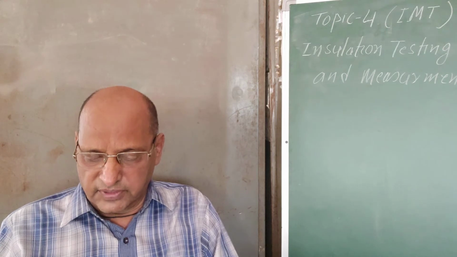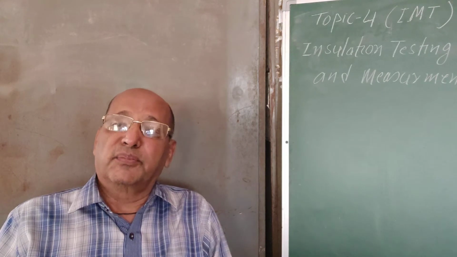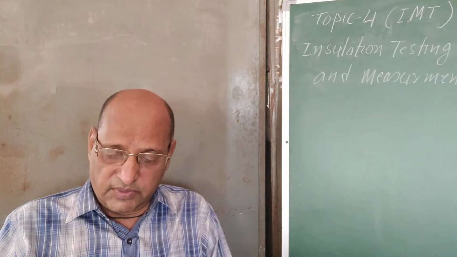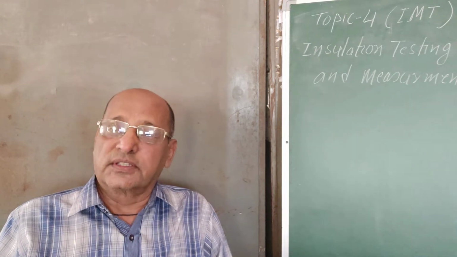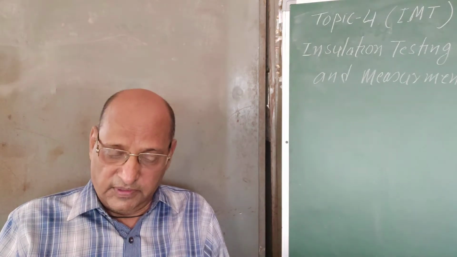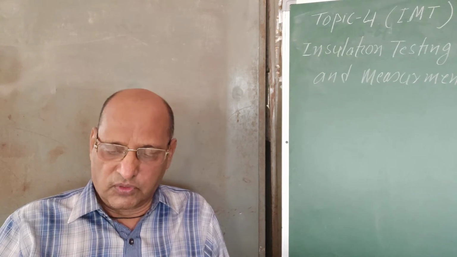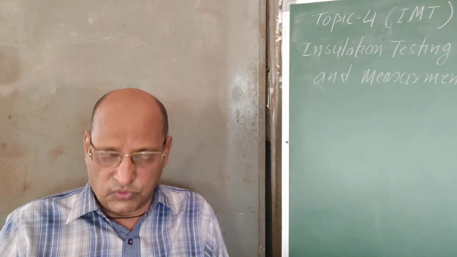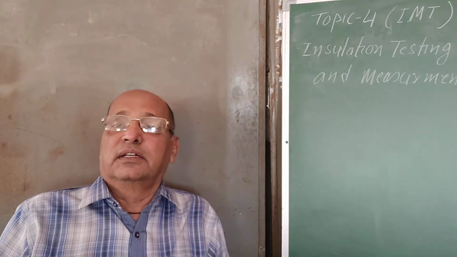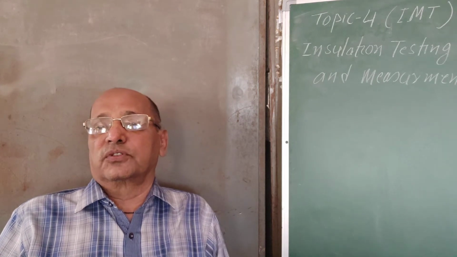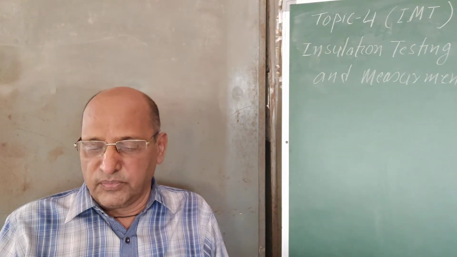Meggers are available in different voltage ratings. Normally for low voltage testing there is a 500 volt Megger. With a 500 volt Megger we can check insulation used up to 600 volt working capacity. For high voltage insulation measurement, we have to use a 5 kV or 10 kV Megger, for testing the insulation of power transformers as well as distribution transformers.